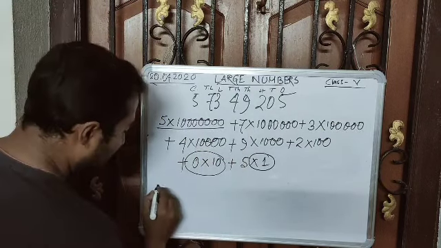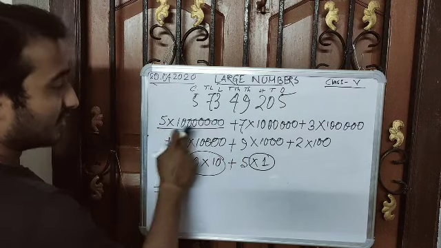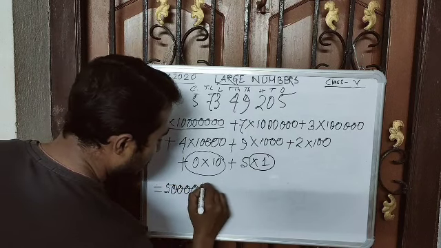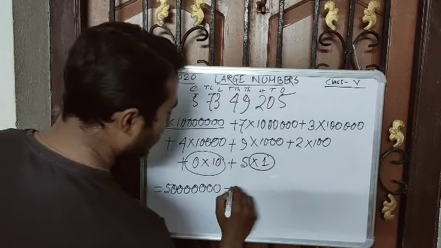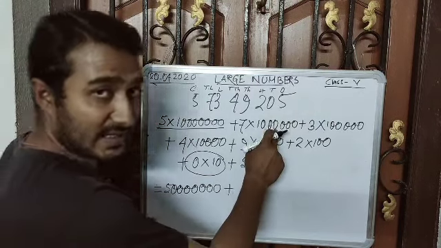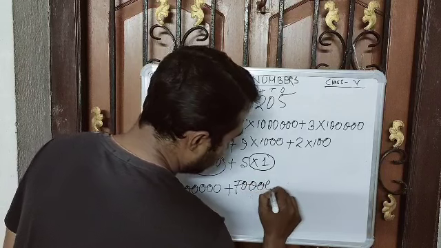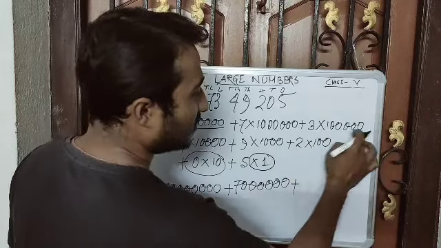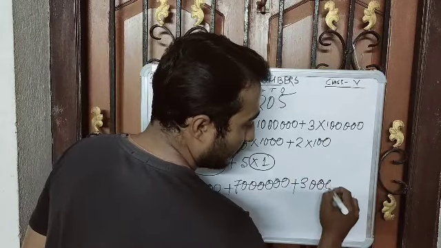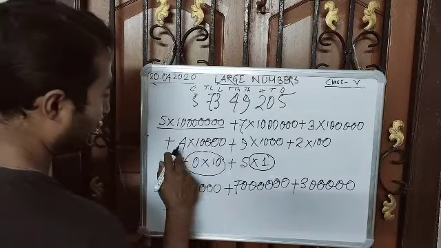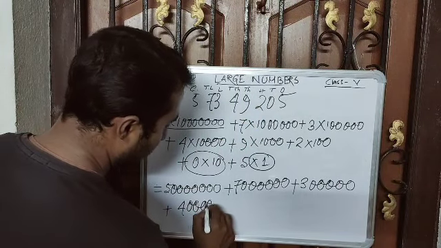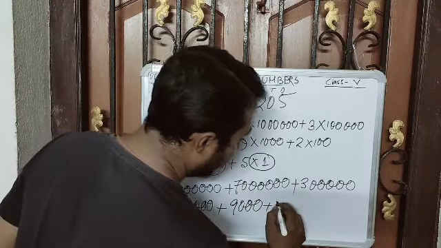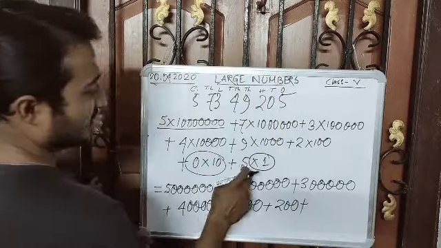You can write directly here, like 5 into 1 crore, so you can write directly 5 crore. Plus, you can write here 7 into 10 lakh, that is 70 lakh. Three into 1 lakh, that is 3 lakh. 4 into 10,000, that is 40,000. 9 into 1,000, that is 9,000. 2 into 100, that is 200, and plus, that is 5.